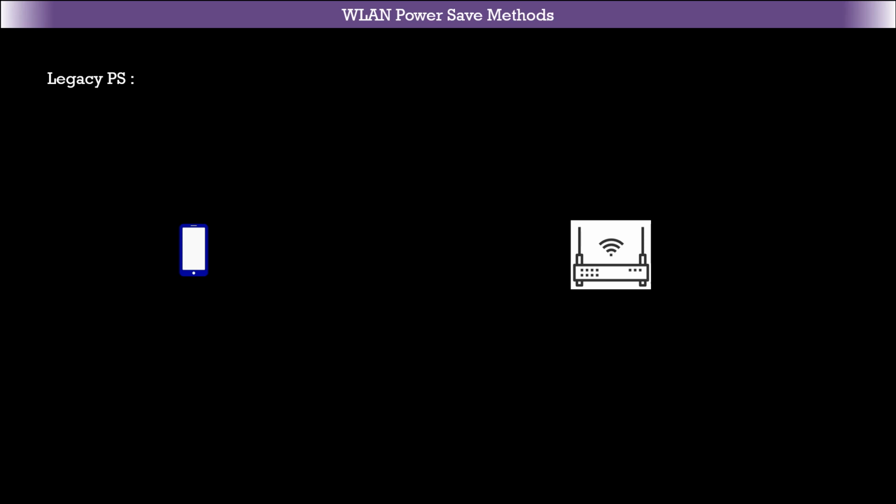So let's look at how legacy power save works. The first step in this process is started by the access point in the BSS by sending the beacon frames. In every beacon frame, the access point denotes the specific stations to whom it has traffic buffered, and it uses an information element called TIM, or traffic indication map, to do so. You can think of the traffic indication map as an array of association IDs to which the AP has traffic buffered.